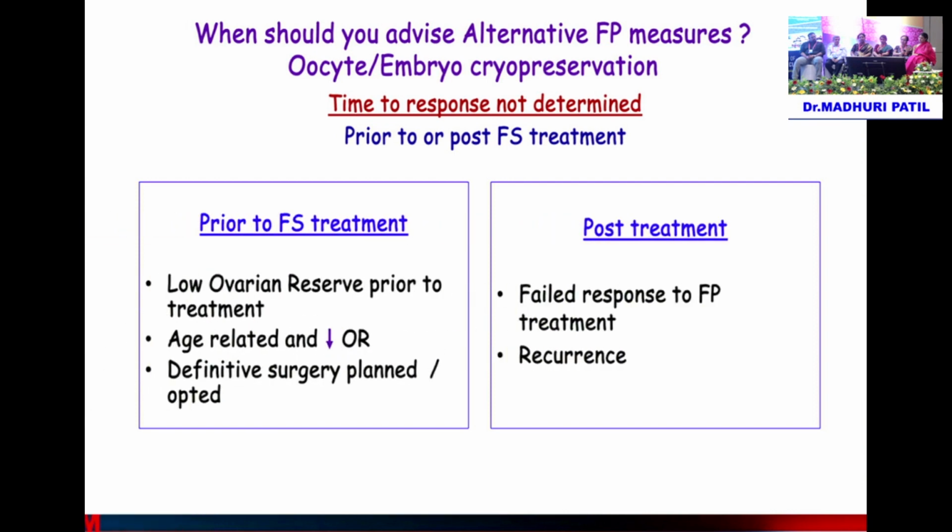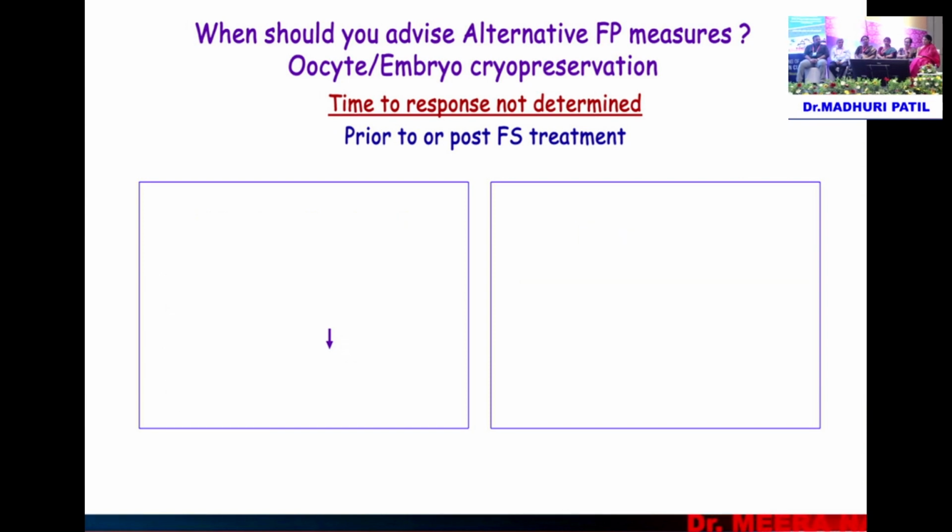So basically, when would you advise an alternative, that is, if she wants to go for either oocyte or embryo cryopreservation, when would you advise her? In a patient who is progressing during medical treatment, when you're planning a removal of ovary for whatever reason, you advise oocyte cryopreservation. If the patient has a partner, definitely embryo.